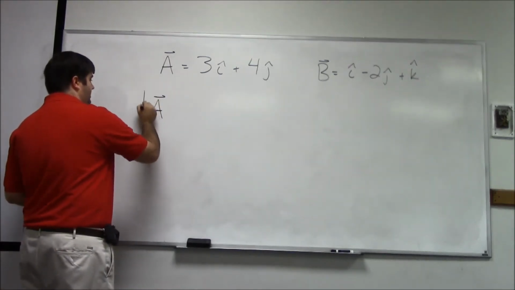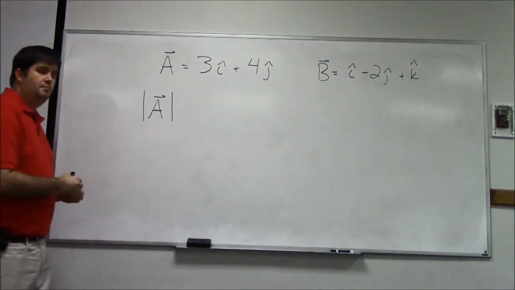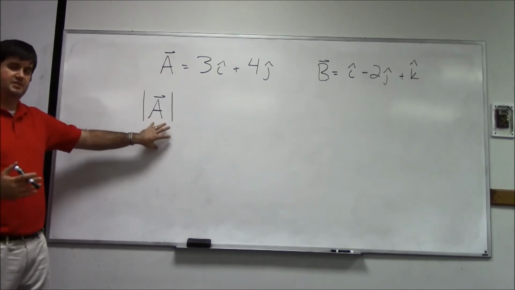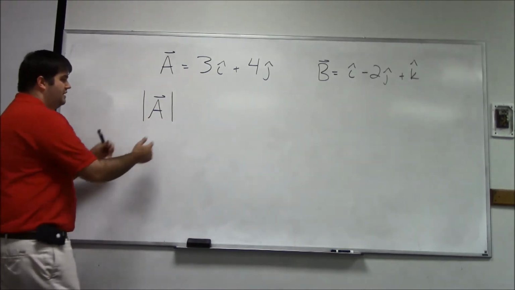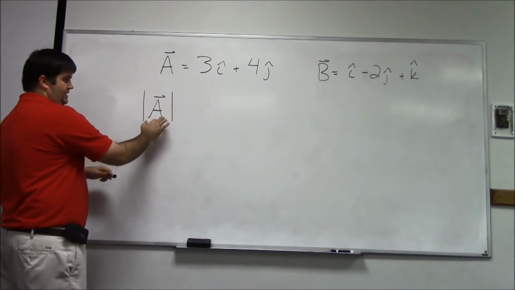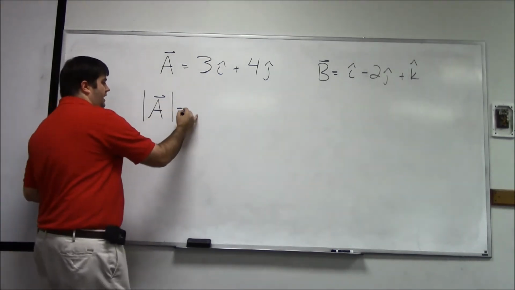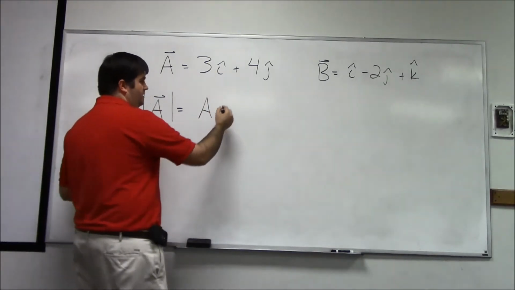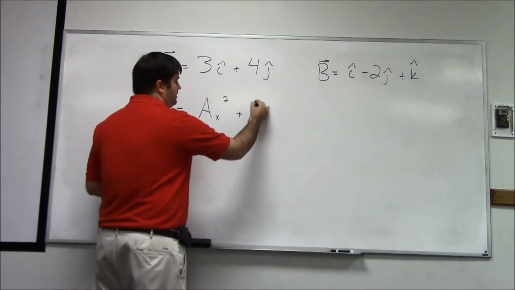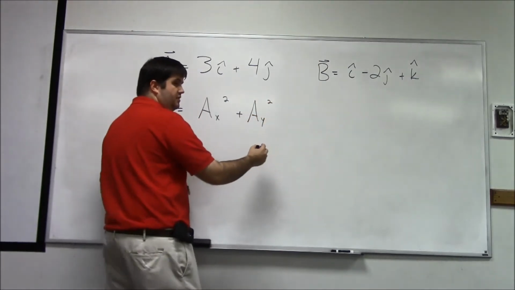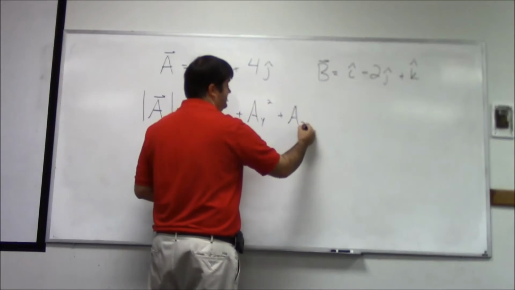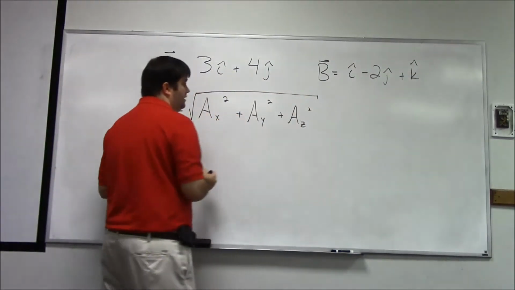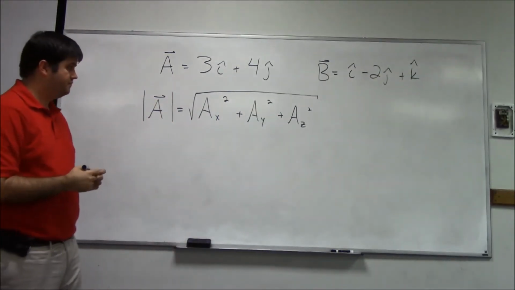which is sometimes notated with bars around the name of the vector. So this is sometimes a term that's used to represent the magnitude of vector A, is found by taking vector A's x component, if it has one, squared, plus its y component, if it has one, squared, plus its z component, if it has one, squared, and take the square root of all that.